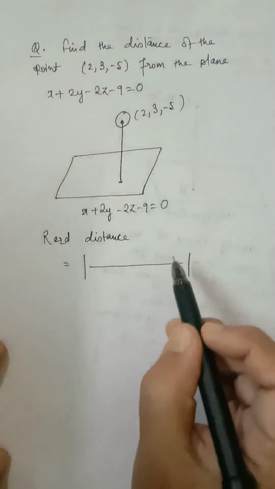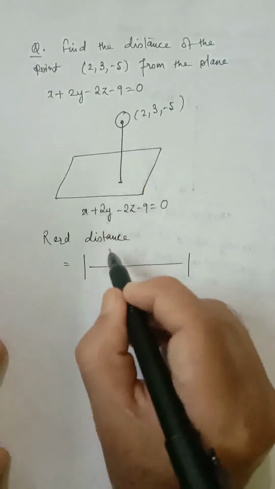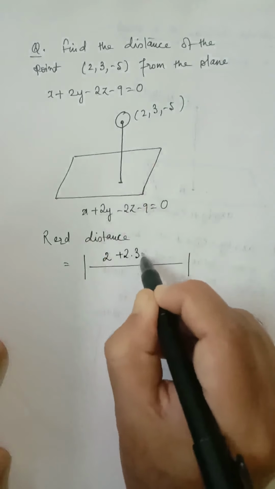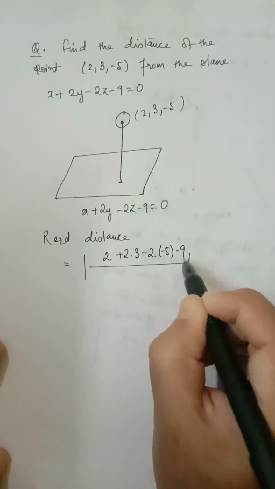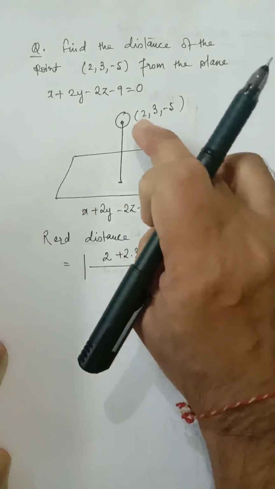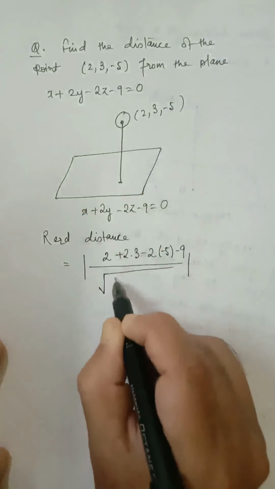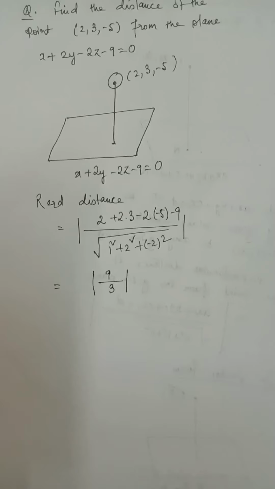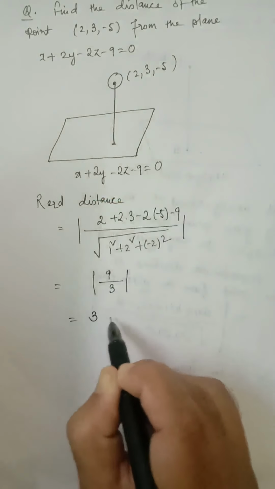So required distance equals, now we know how to find, we'll replace x by 2, y by 3, so 2 into 3 minus 2 into z equal to minus of 5 minus of 9. We'll replace in the left hand side of the equation of the plane, x by 2, y by 3, z by -5, divided by root over 1 square, 2 square and (-2) square. And after calculating the values, we get the distance between the point and the plane is 3 units.